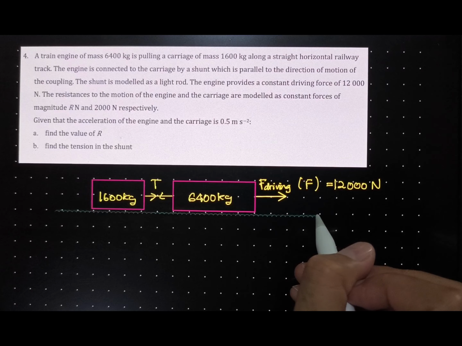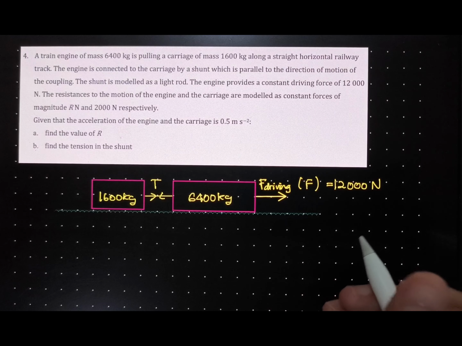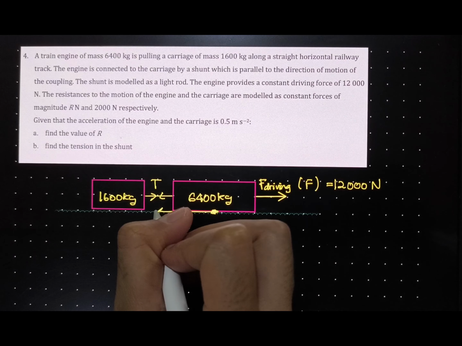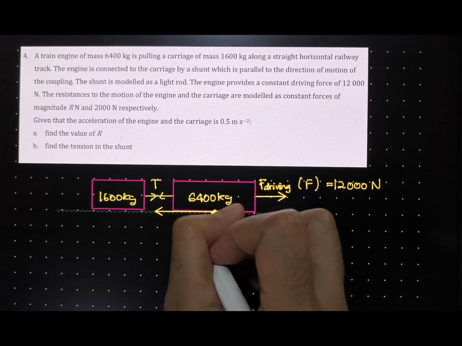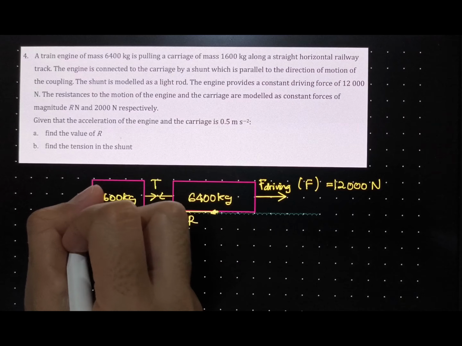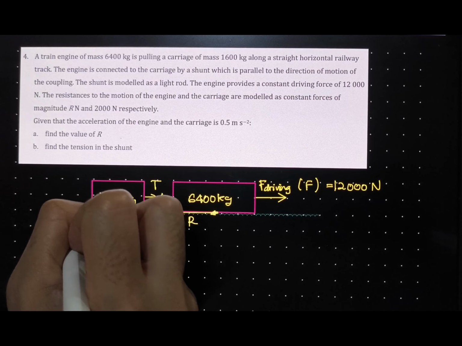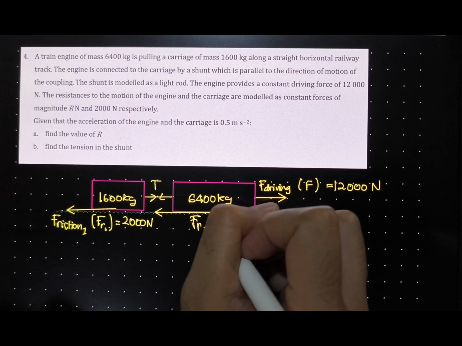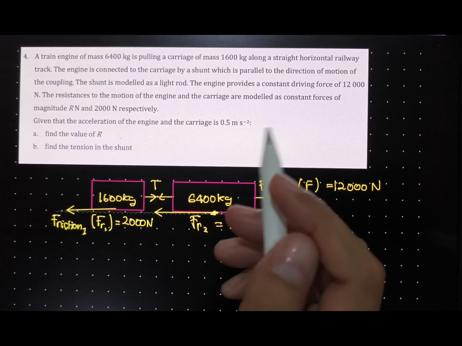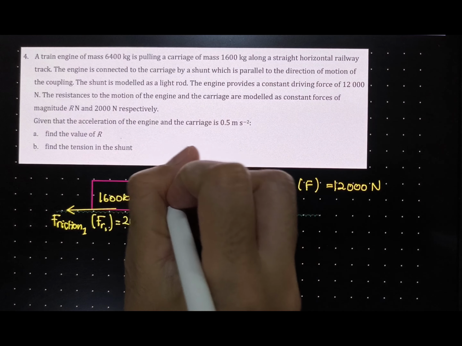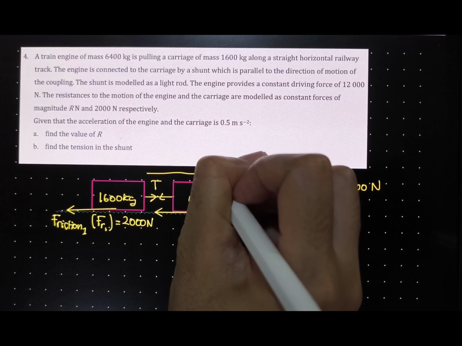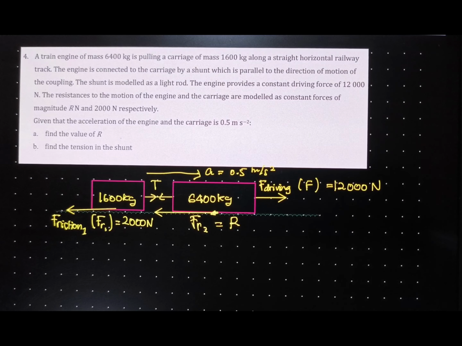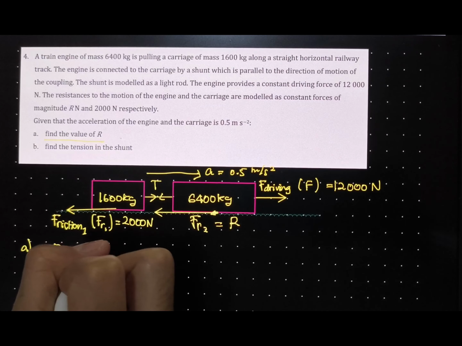There are resistance forces acting on both the train and the carriage, R and 2,000 Newton. Since the question mentioned the train first and the carriage second, as well as R first and 2,000 Newton second, this means that R is the resistance acting on the train while 2,000 Newton is the resistance acting on the carriage. From the question, we know that the driving force causes both the train and the carriage to move with an acceleration of 0.5 meter per second squared. Now, let's find the value of R.